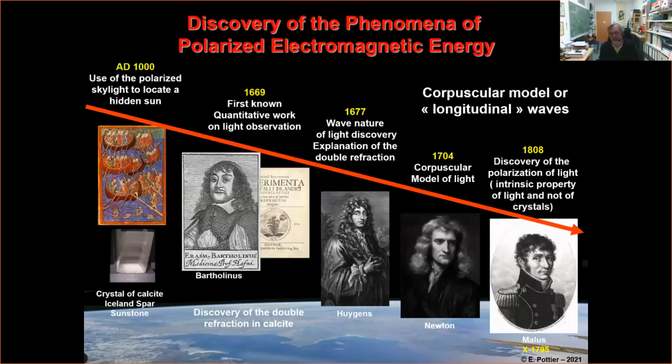Then came different scientists, you heard about them. Huygens, who discovered the wave nature of the light and gave an explanation of the double refraction. Then Newton, with the model of the light, which is a corpuscular model. Then Malus, the French guy, who discovered, in fact, the polarization. Interestingly, the definition of the polarization of the light was not a definition of the material, but directly the definition of the polarization of the wave.